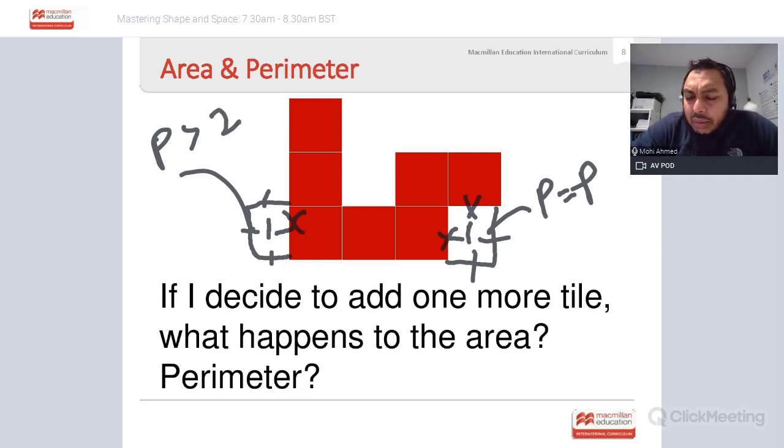And some of us have said that the perimeter can decrease. Are you sure that's possible? Is it possible for the perimeter to decrease? That doesn't sound right, does it? Can the perimeter decrease?